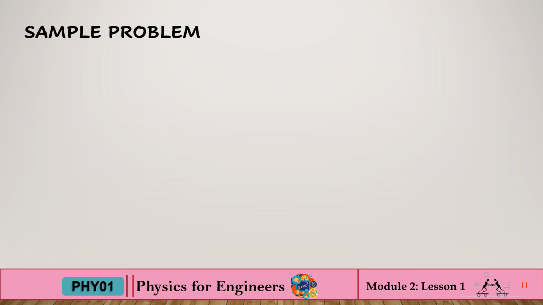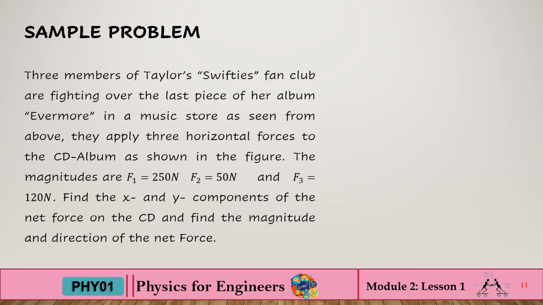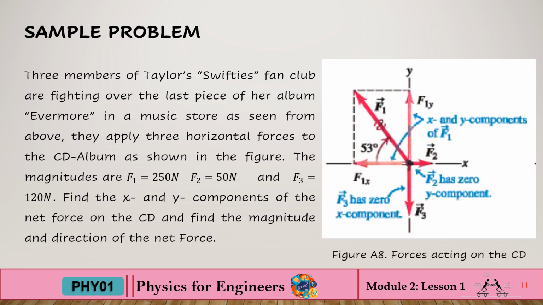Here's a sample problem. Three members of Taylor Swift's fan club are fighting over the last copy of her album Evermore in a music store, as seen from above. They apply three horizontal forces to the CD album as shown in the figure. The magnitudes are as follows. We are asked to find the x and y components of the net force on the CD and find the magnitude and direction of the net force. This is just a problem in vector addition. The only new feature is that the vectors now represent forces.